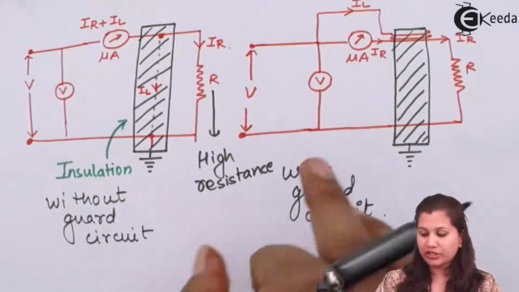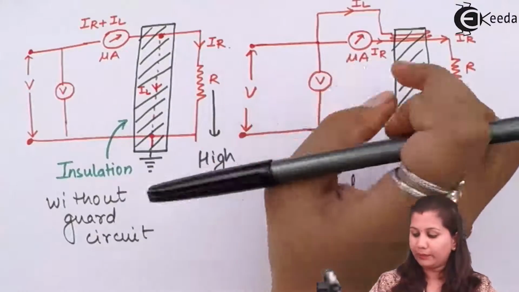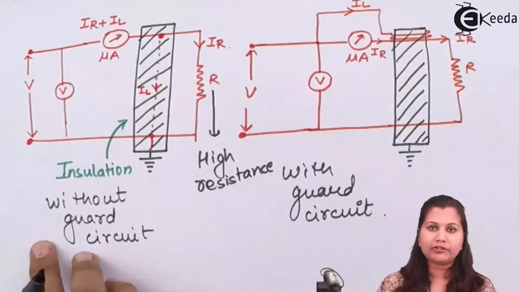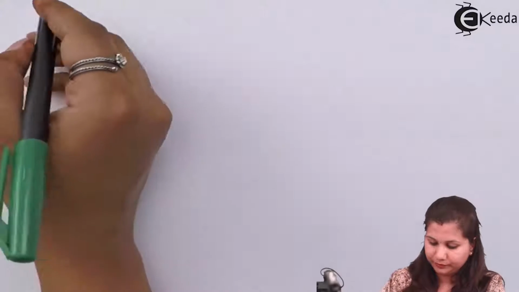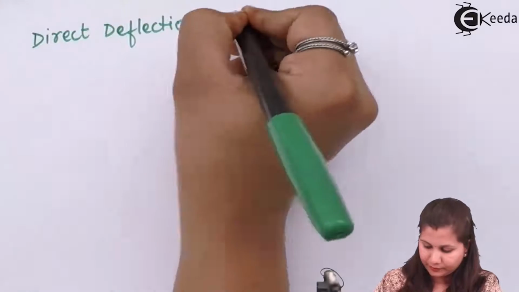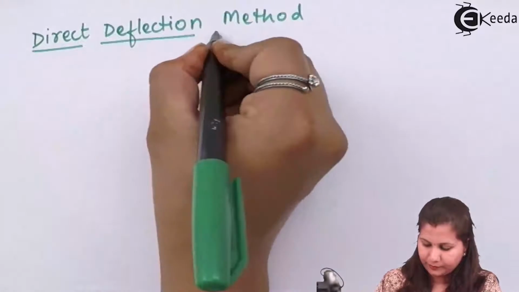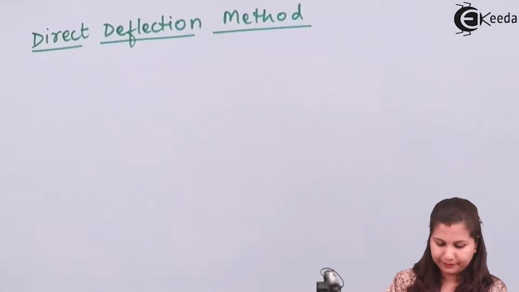The guard wire which is connected across it is going to short circuit this connection, and it is going to bypass the leakage currents. Now let's study the direct deflection method, which uses this guard wire concept for the measurement of high resistances. The direct deflection method is used for the measurement of insulation resistance of cables.